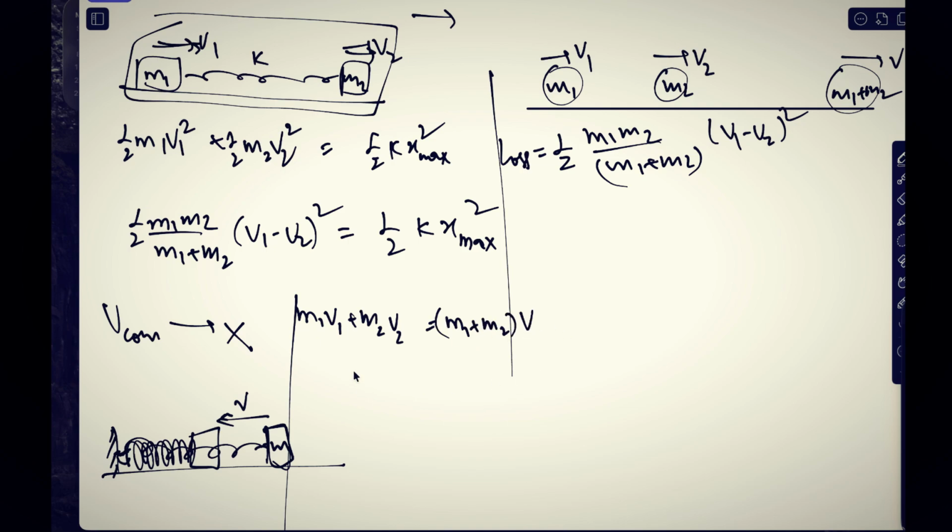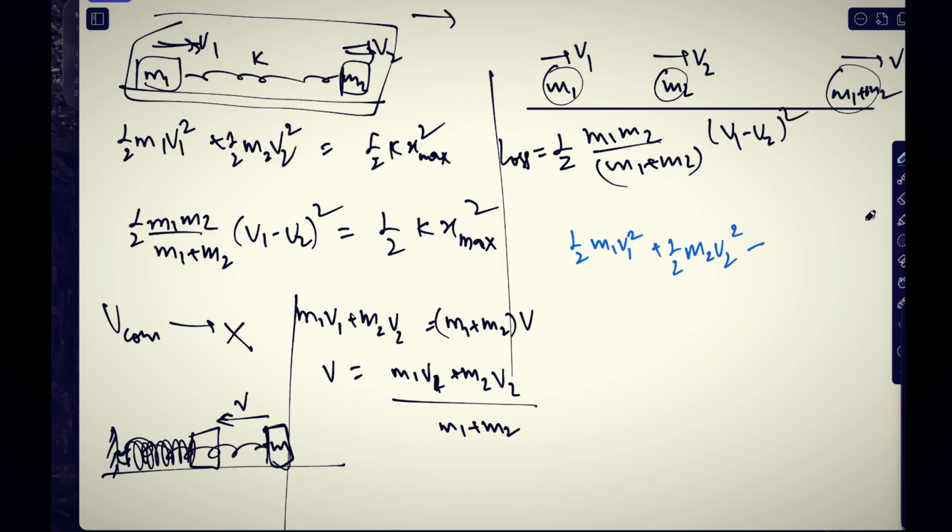So finally, they will be moving with some common velocity. What is that common velocity? It is (m1 v1 plus m2 v2) by (m1 plus m2). Isn't it the velocity of center of mass? Yes or no? So when we take the difference of this energy, what is the initial energy in the system? Kinetic energy in the system: half m1 v1 square plus half m2 v2 square, minus how much energy is going to remain in the system? Half of (m1 plus m2), since both of them are moving with this common velocity.